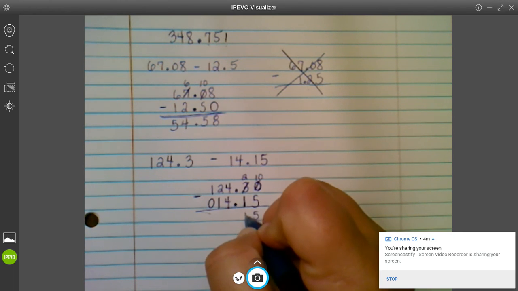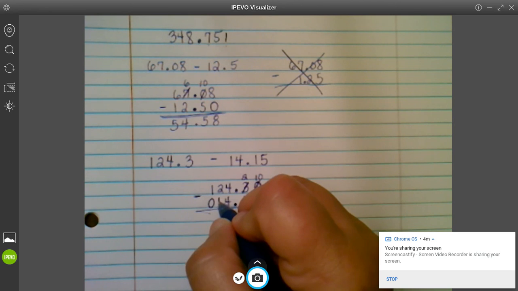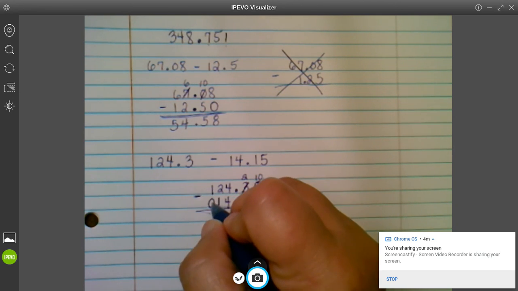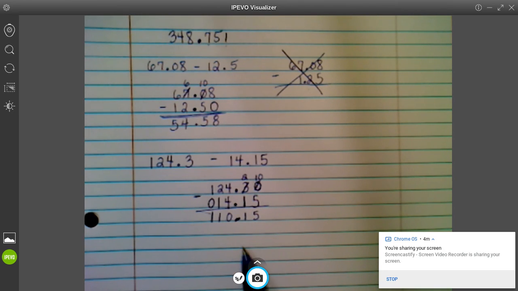2 take away 1 is 1. 4 take away 4 is 0. 2 take away 1 is 1. And 1 take away 0 is 1. So my answer is 110 and 15 hundredths. All right, guys, we're going to practice some on our own.